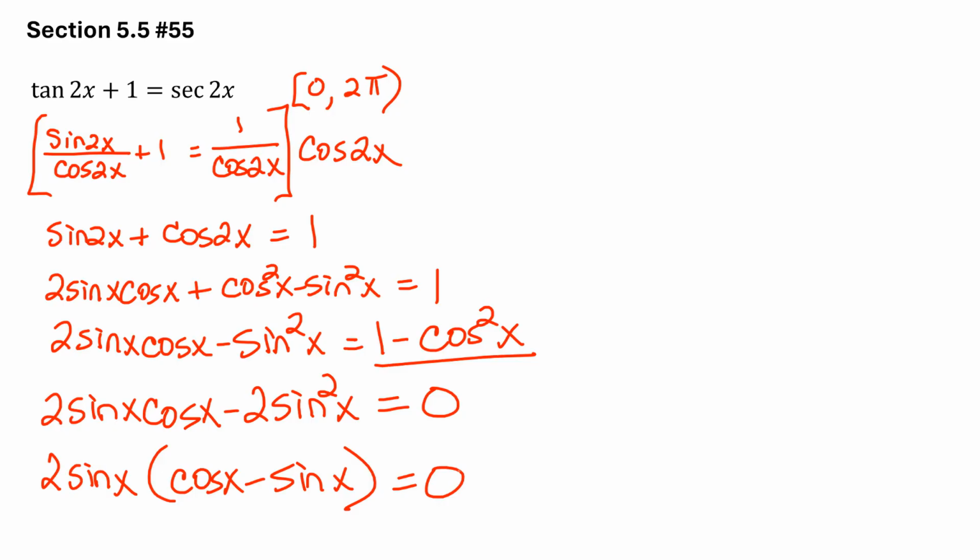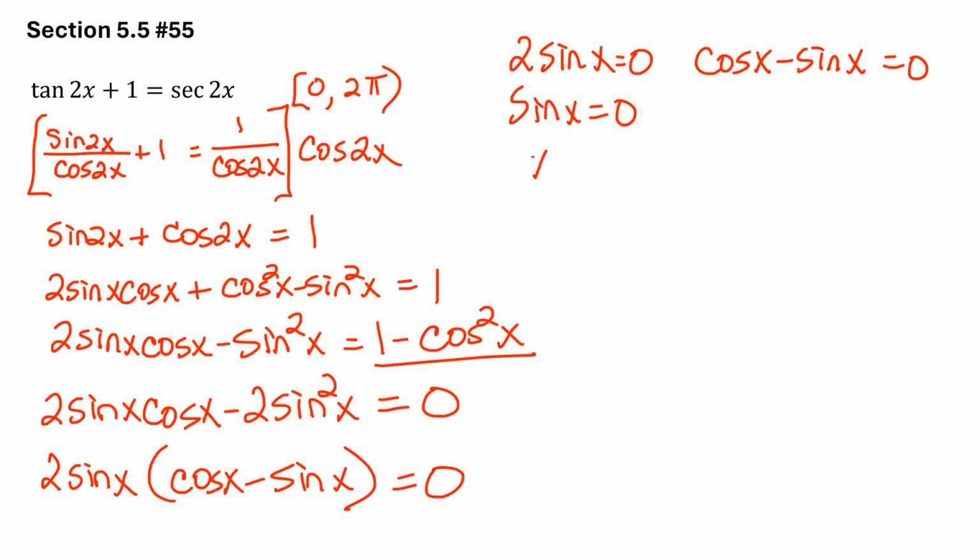Now I've got it factored, and so I can set each of those factors equal to 0. If 2 sine x times the quantity cosine x minus sine x is equal to 0, that means one of them has to be 0. So 2 sine x could be 0, or cosine x minus sine x can be 0. If 2 sine x is 0, then sine x is 0, and therefore x would be 0 or pi. Those are the places where sine is 0.